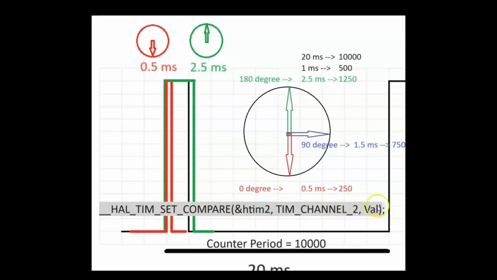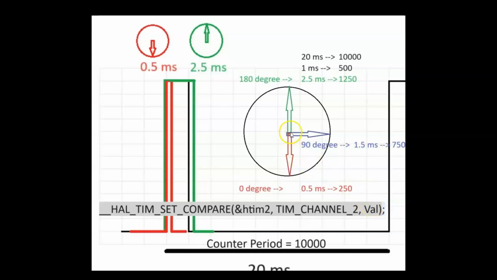To calculate the corresponding value, 20 milliseconds is 1000 here. So 1 millisecond is 50. For 180 degrees, it's 2.5 milliseconds, so we multiply and get 125. So 90 degrees, 1.5 milliseconds, we get 75. 0 degree, 0.5 millisecond, 25. If we put this value, we can control the servo.